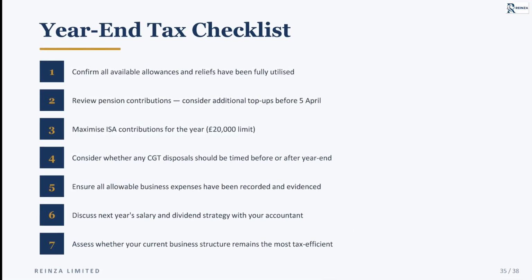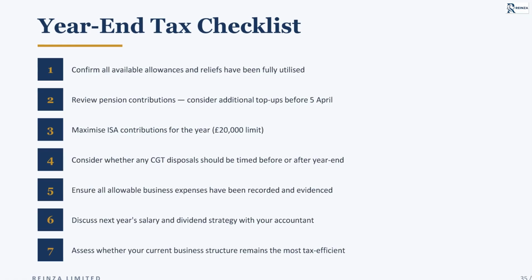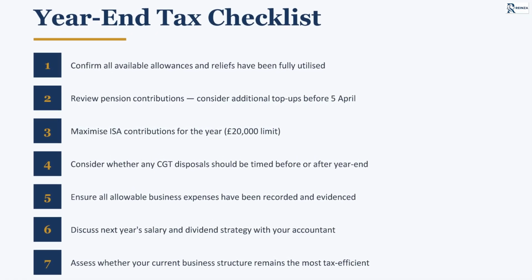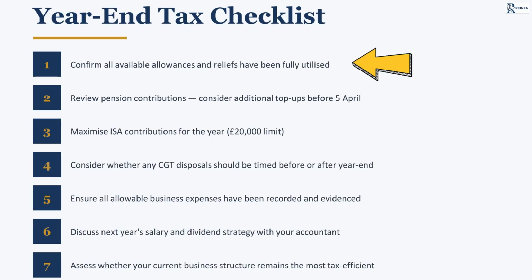Here is a practical year-end checklist. Before the 5th of April each year, work through these 7 steps. Step 1. Confirm that all available allowances and reliefs have been fully utilised. Step 2. Review your pension contributions and consider making additional top-ups before the 5th of April.